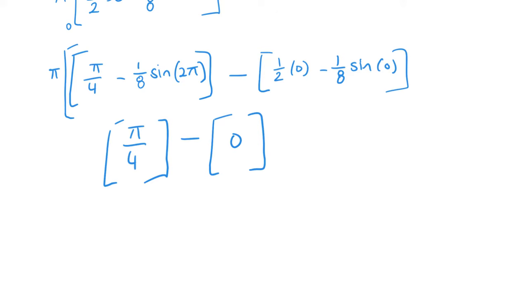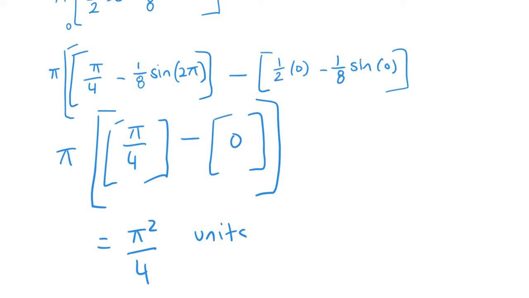So I'm going to have, and remember this is all multiplied by pi. So my final answer is pi squared over 4. And what's the units? Cubed. Okay, guys, so are we ready to find out in that one simple step if we're right or not?